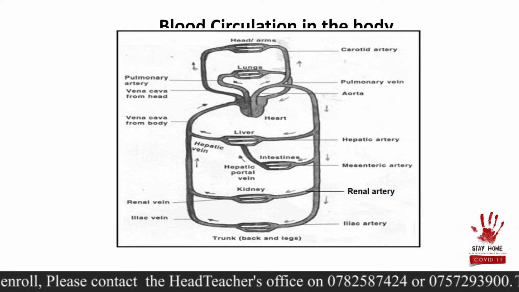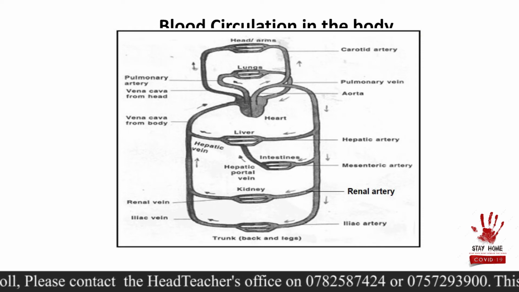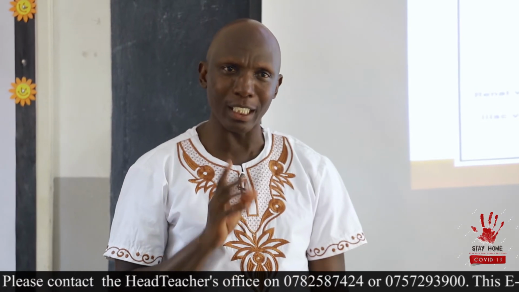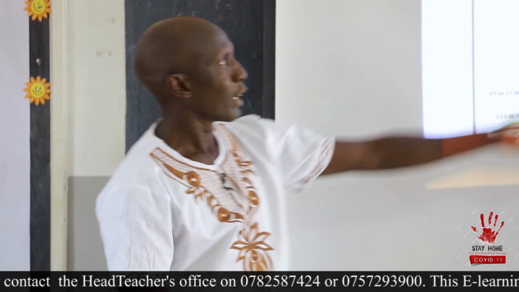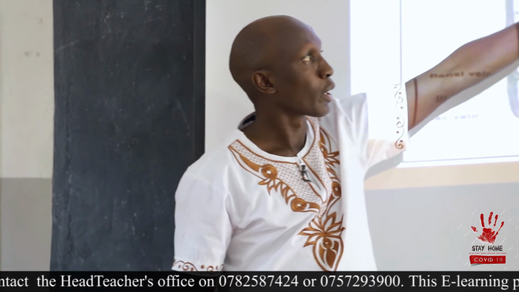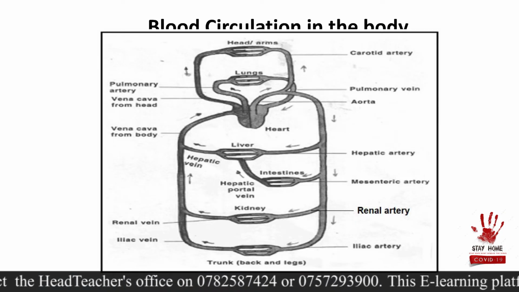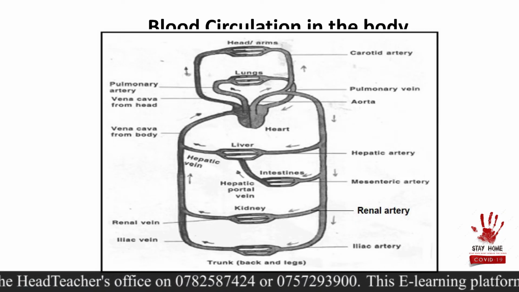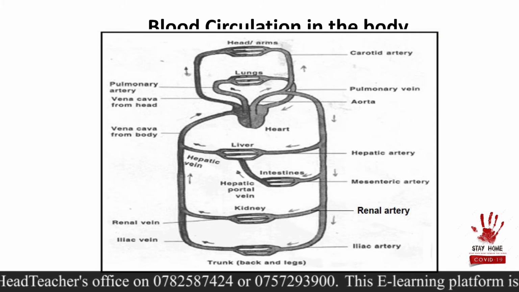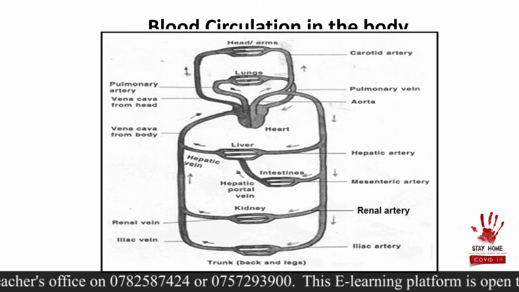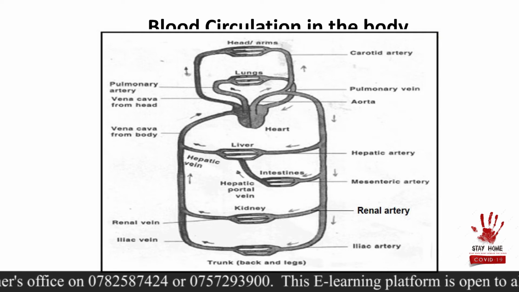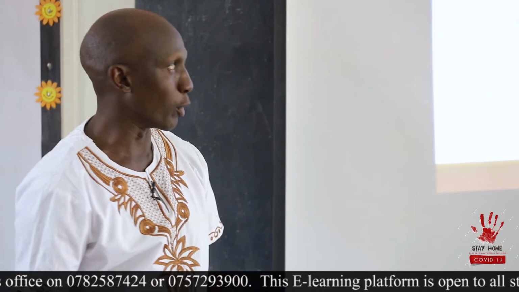Carotid artery. You see, those words are very, very technical. So be keen and learn the spelling of those words. Maybe we can go through them once again. Carotid artery. We have the aorta here. We have the hepatic artery, mesenteric artery, renal artery, iliac artery. You are good children. So let's look at why blood goes to each of these organs of the body.